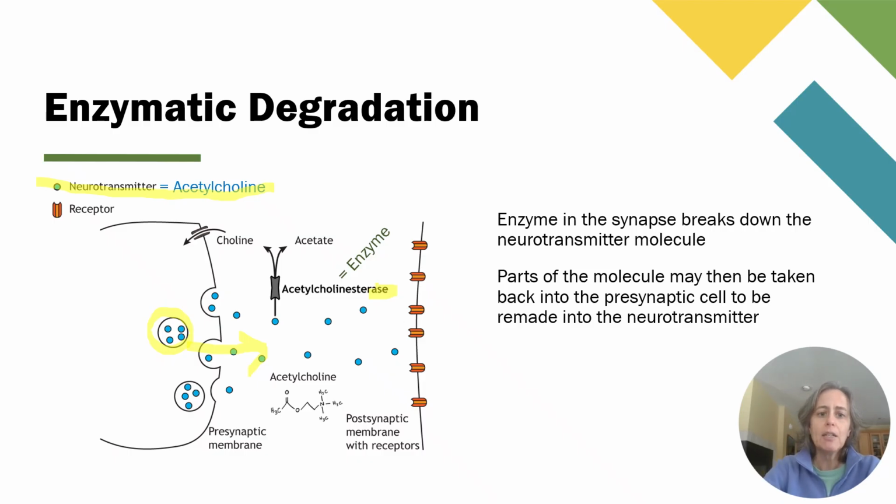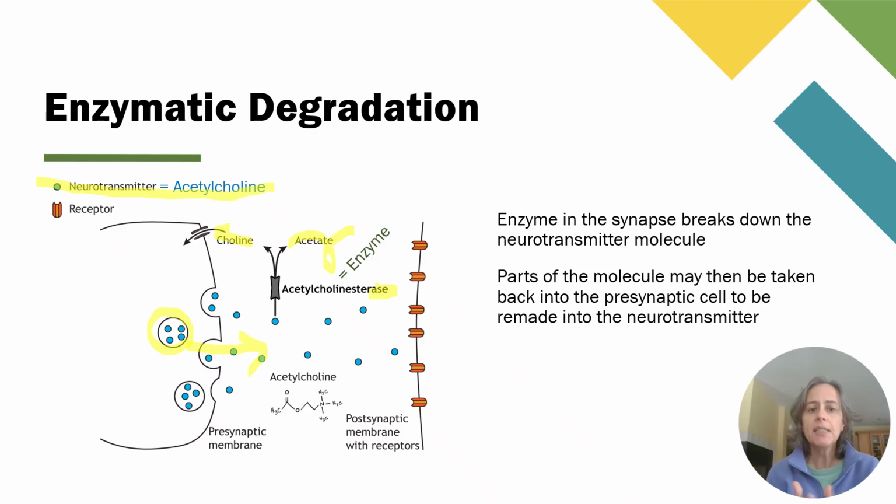So they're showing you here that it breaks it down into its kind of component parts, acetate and choline. I don't care that you memorize that, right? What you need to know is that there's an enzyme in there that basically chews up the neurotransmitter molecule, so it's no longer an intact molecule, no longer capable of binding to the receptors and sending its signal. And so that is how the neurotransmitter gets taken out of the synapse or taken out of action, so to speak.